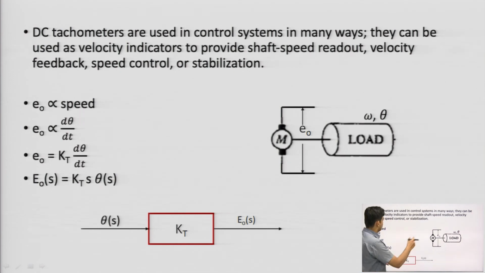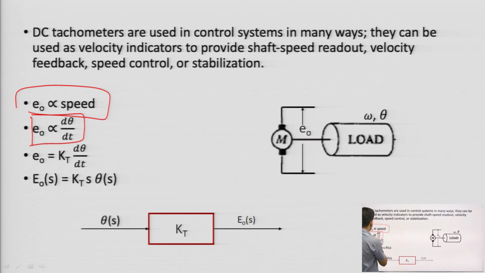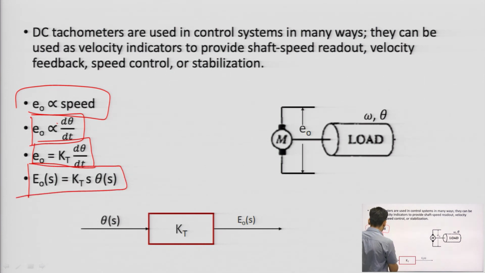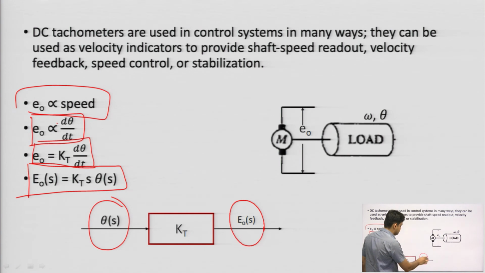So, here the output is equal to the speed of the motor, E naught is proportional to d theta over dt. Okay. This is speed, and if you remove the proportionality constant, E naught equal to k t d theta over dt. If you take the Laplace transform, this is the expression where theta s is the angular movement of the motor as input, and the digital reading is coming in terms of E naught, acting as output here, where k t is the gain, right.